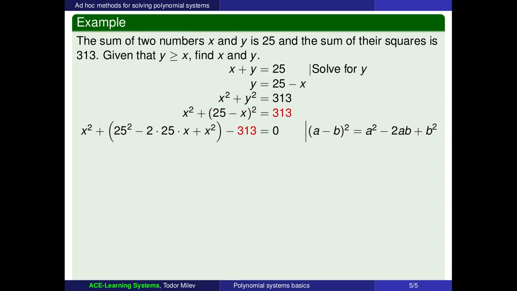Next, I have taken the number 330 and transferred it to the left hand side at the cost of a minus. Next, let me combine like terms. x squared plus x squared equals 2x squared. 2 times 25 equals 50, and 25 squared equals 625.